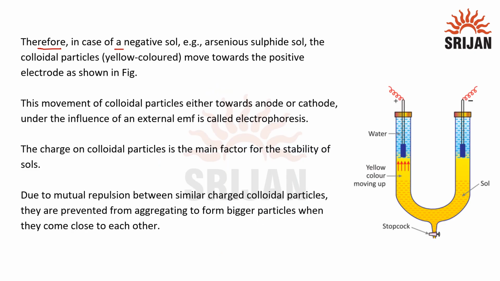Therefore, in case of a negative sol, for example arsenious sulfide sol, the colloidal particles move towards the positive electrode as shown in the figure. Here we can see that this is the positively charged electrode and this is the negatively charged electrode, and this arsenious sulfide sol, which is negatively charged, is moving towards the positively charged electrode. This movement of colloidal particles either towards anode or cathode under the influence of external EMF is called electrophoresis.